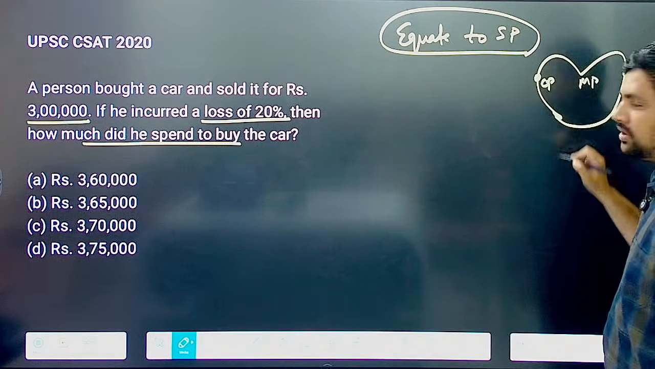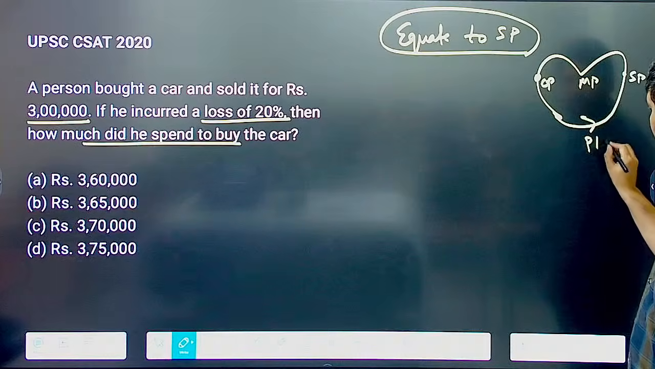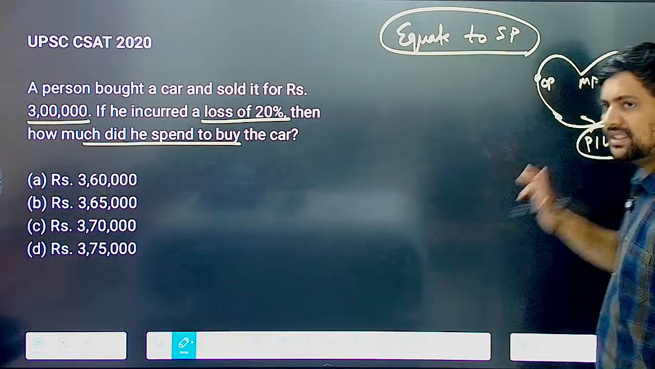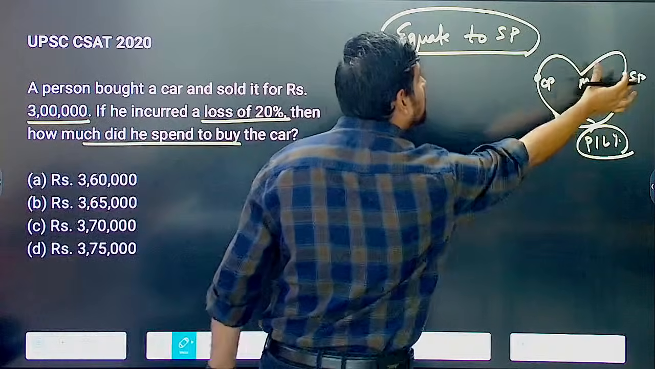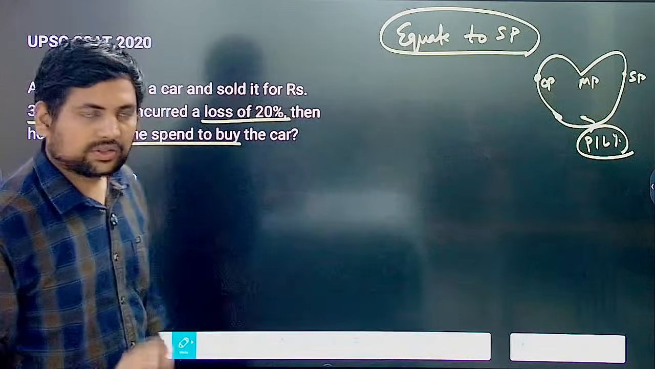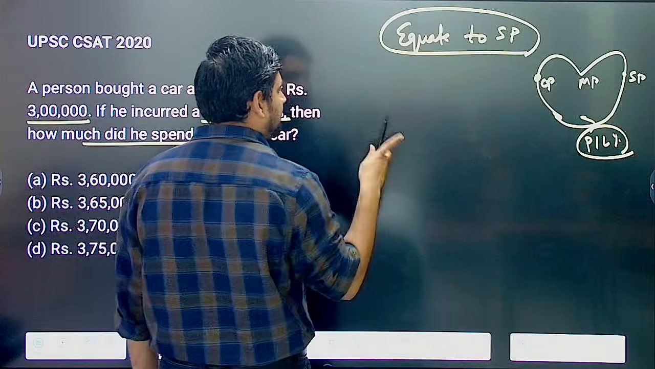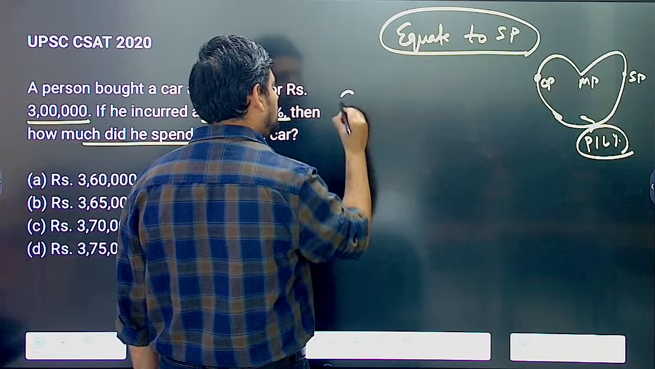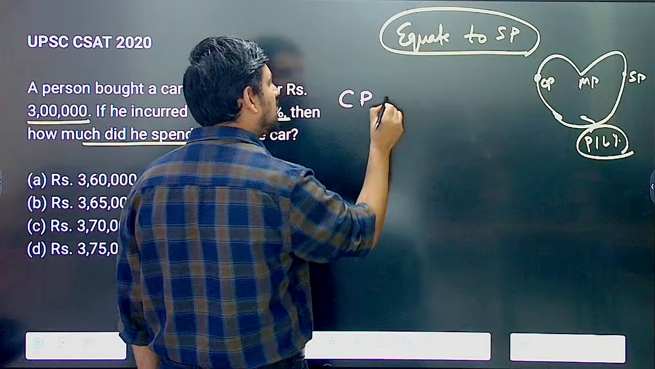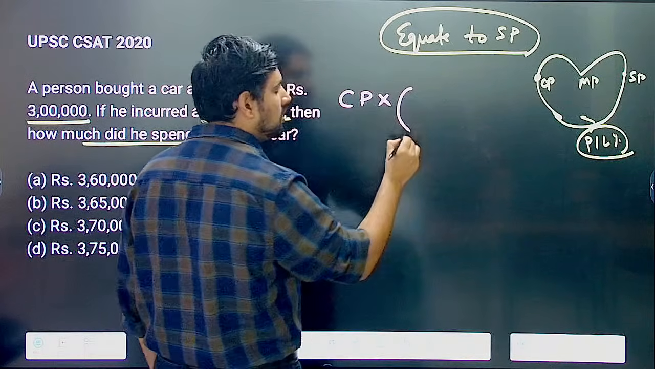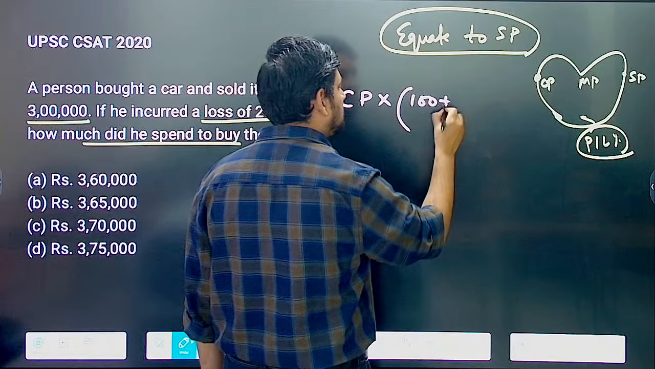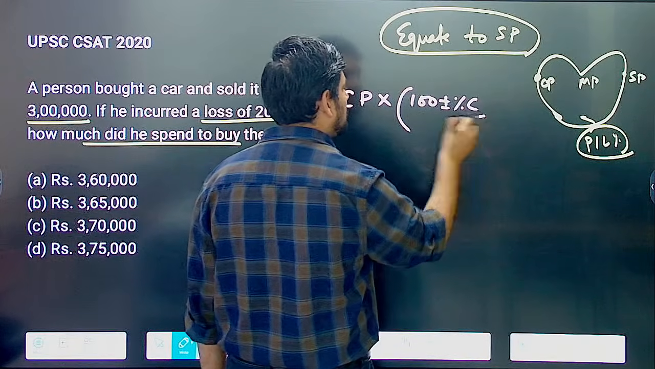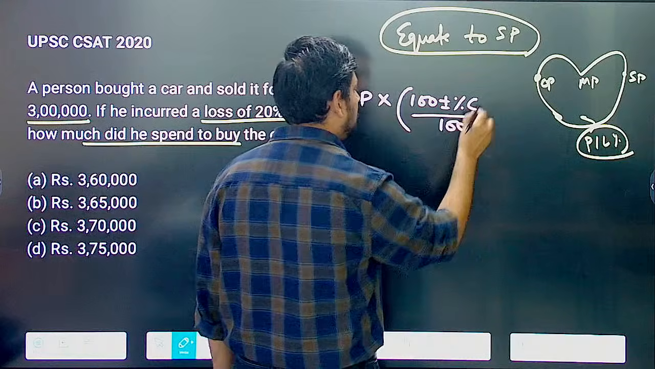Now which flow should I follow? Profit and loss, correct? So cost price and selling price I have to equate directly. Now how do I reach selling price from cost price? I write whatever is the cost price, which I don't know and am trying to calculate, into 100 plus or minus percentage change, by 100.